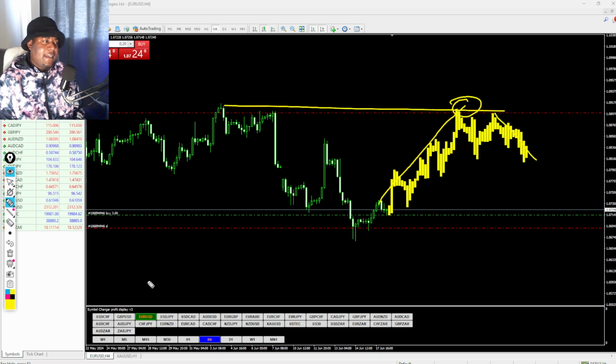You can see, let me just change this color. You can see how it goes down, up, down. So it predicts the whole trend actually. And that can be a very great tool.